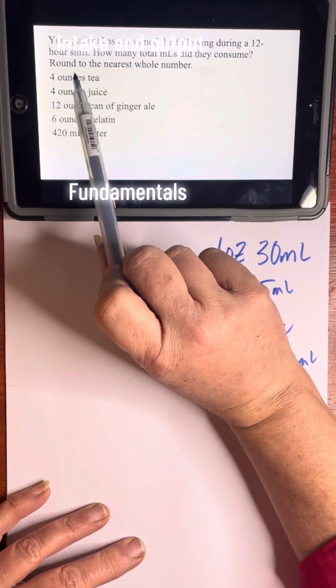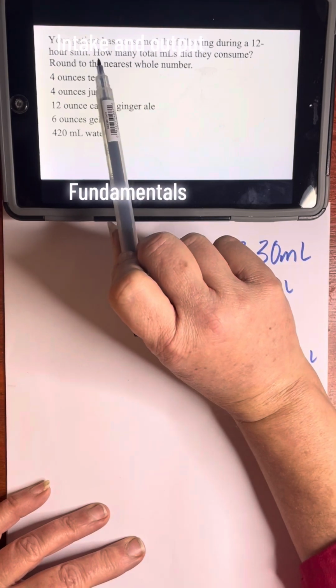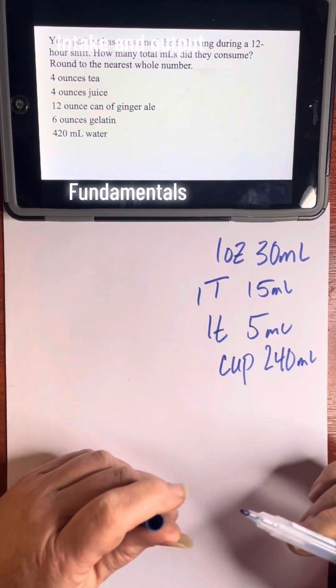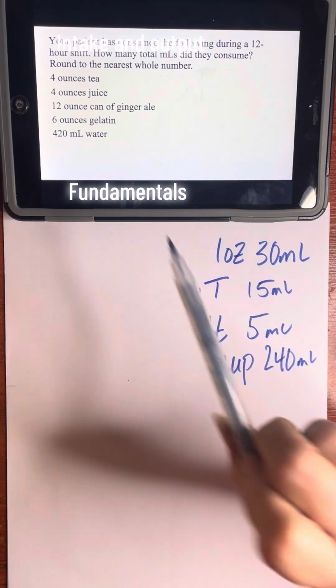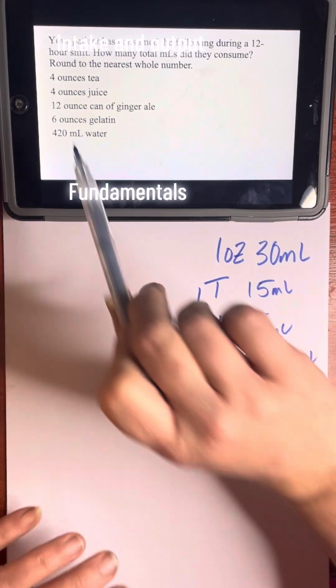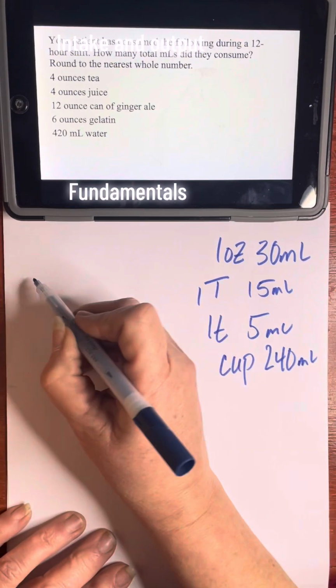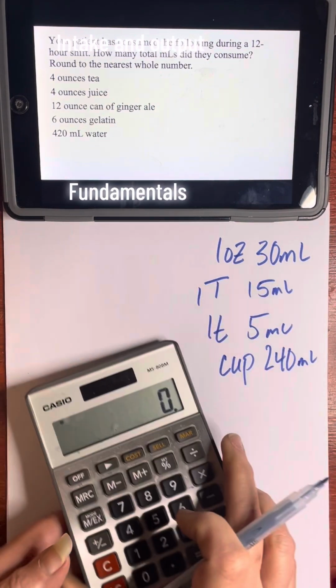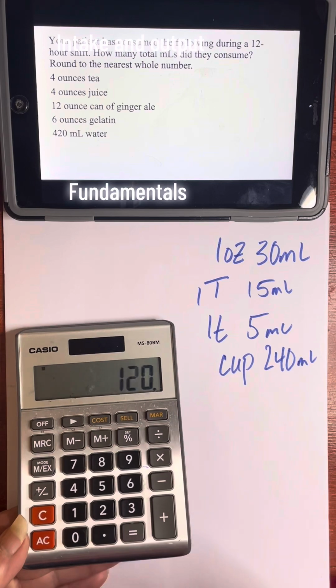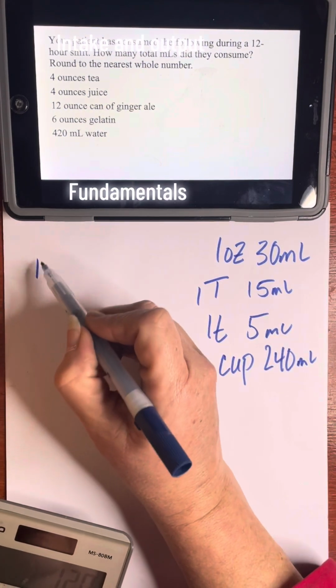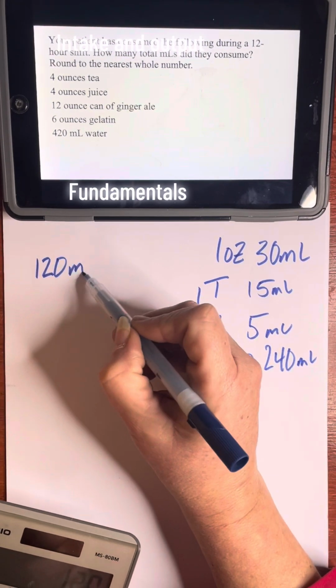So, your patient has consumed the following during a 12-hour shift. How many milliliters do they consume? Round it to the nearest whole number. They did 4 ounces of tea. So 4 times 30 is 120. That's the first one, milliliters.